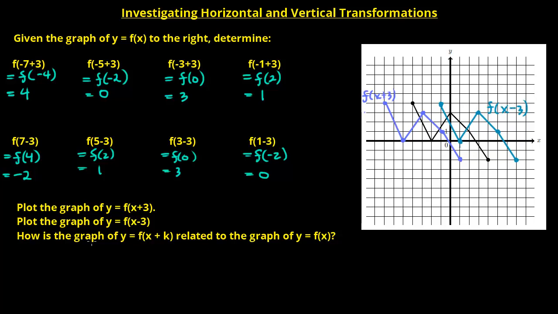So how is the graph of y is equal to f of x plus k related to the graph of y is equal to f of x? Well, we've got two different cases. When we're subtracting a positive value inside of the bracket, that's a shift to the right. When we add a value inside of the brackets that's positive, that shifts the graph to the left.